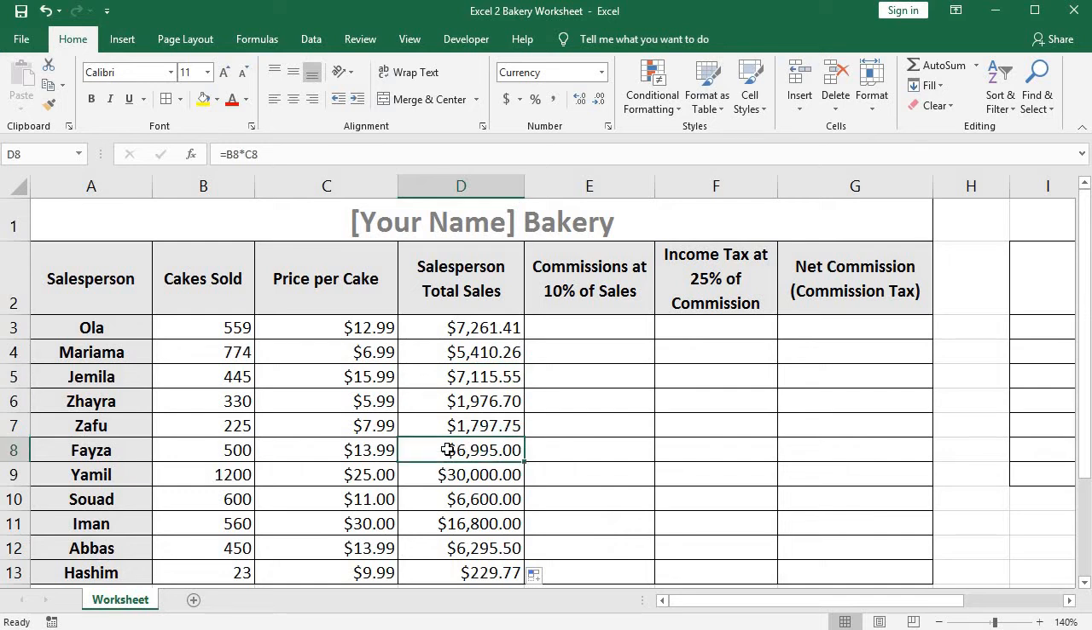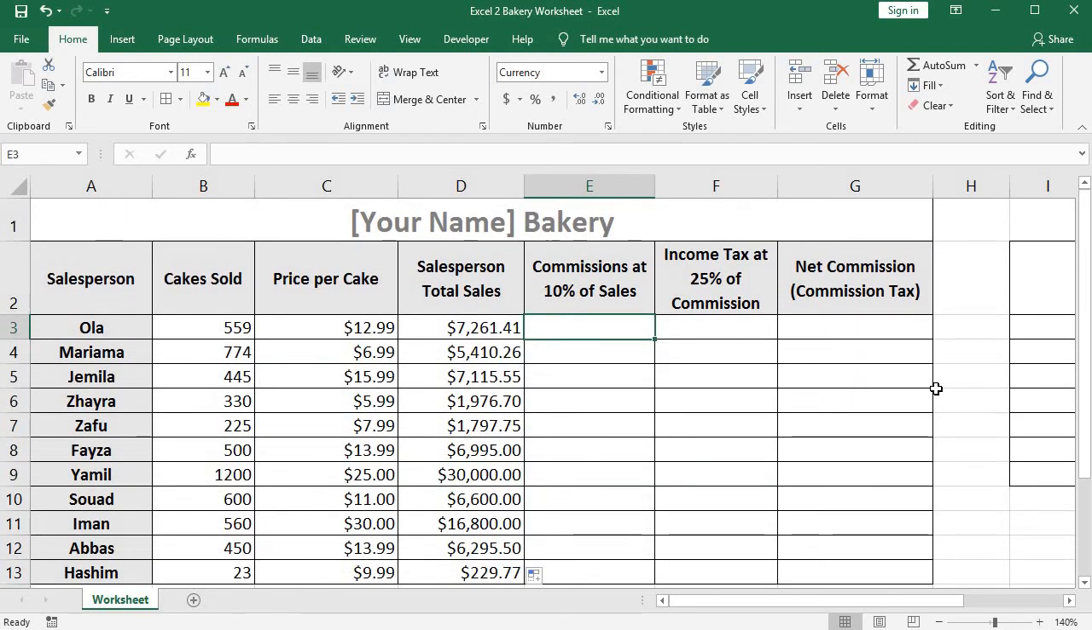And this is basically the point of Excel. This is basically the bread and butter. I mean, instead of doing all these calculations manually, Excel will do it for you. All you have to do is just do the first one.